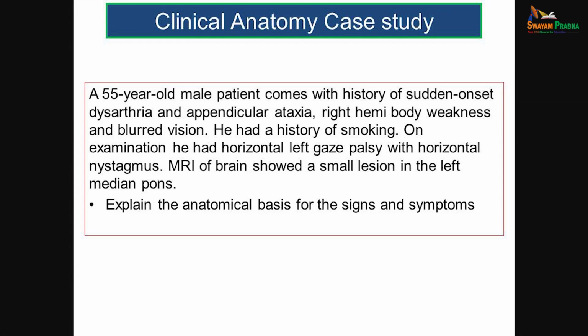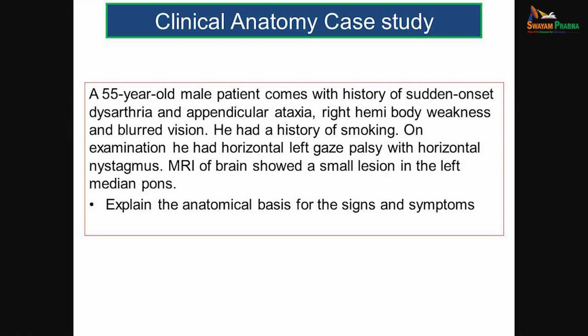So, why is this pons important? Here we have a history where a 55-year-old male patient comes with a history of sudden onset of dysarthria and appendicular ataxia, then right hemibody weakness and blurred vision, and he was a smoker. On examination, he had a horizontal left gaze palsy with horizontal nystagmus. MRI of brain showed a small lesion in the left median pons.